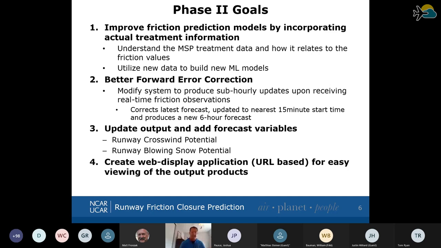We also did better forward air correction in terms of getting data from MSP in real time. We updated some of the output and we created a web display. Next.